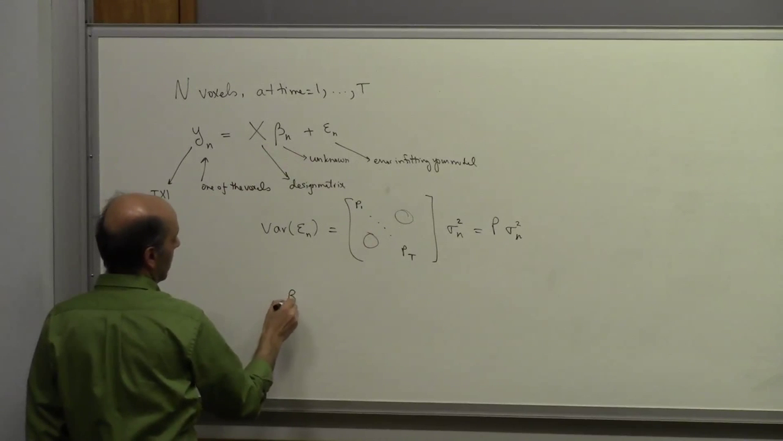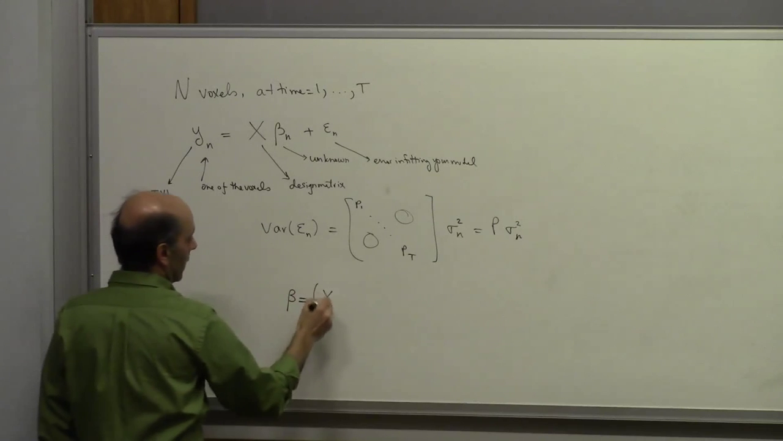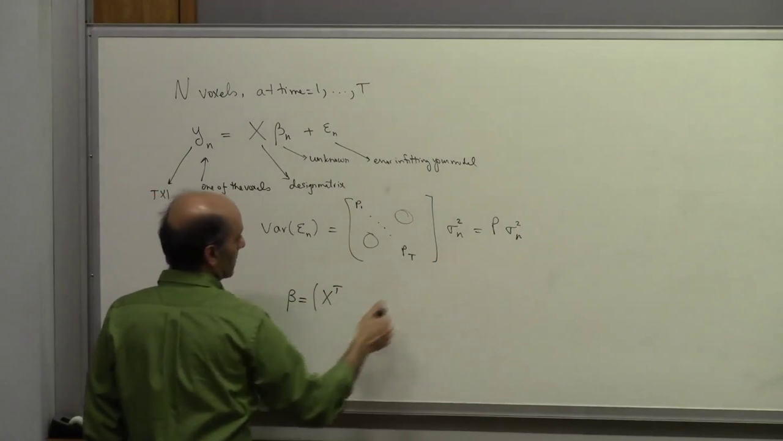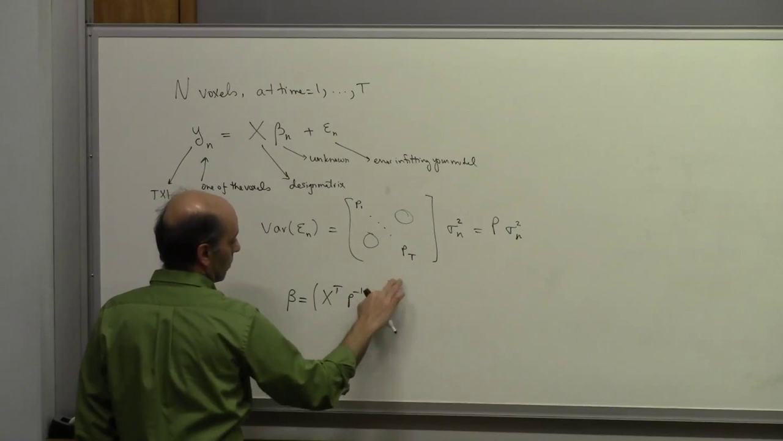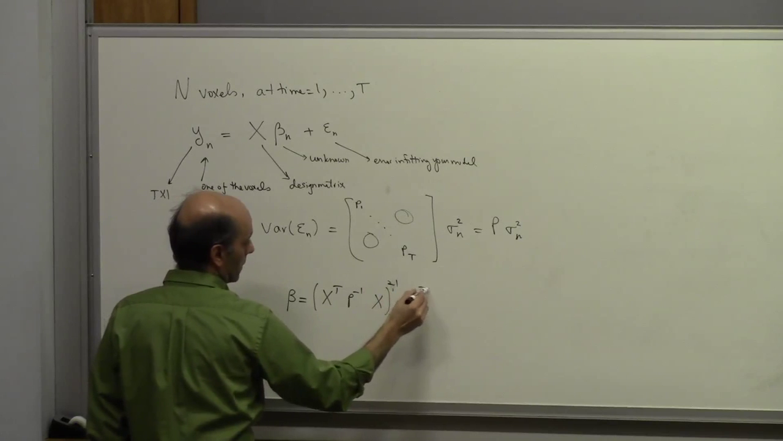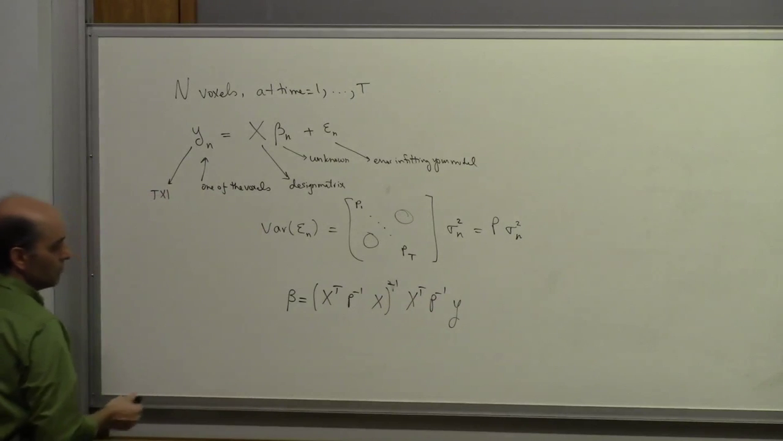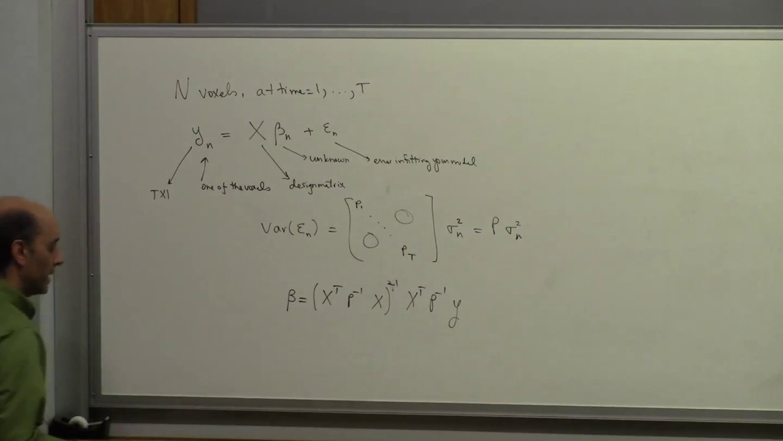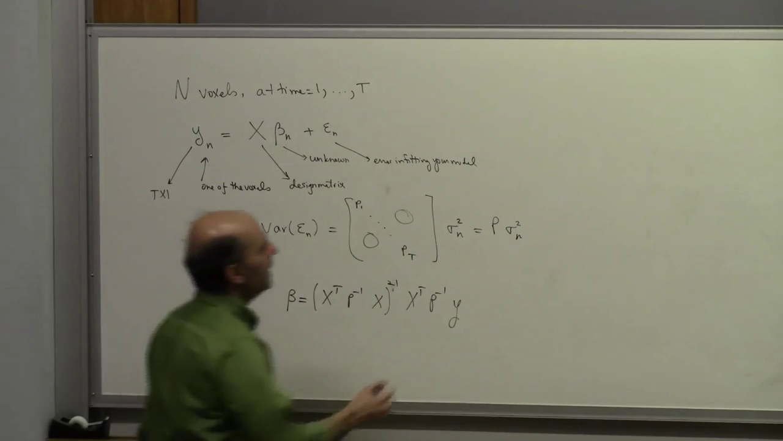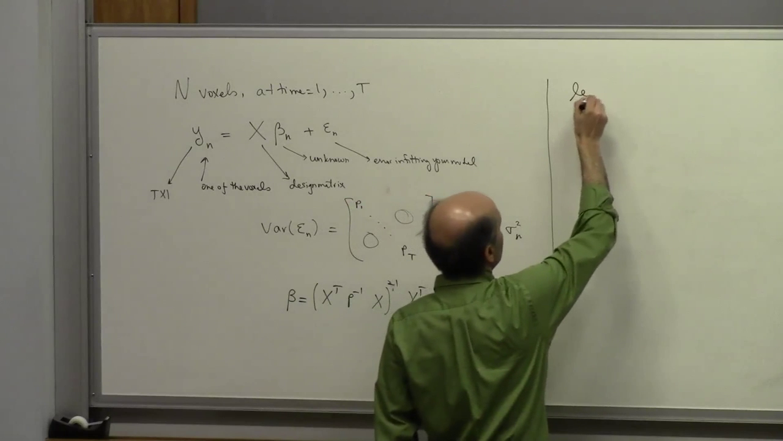So basically, beta here is going to be exactly as before when we found W. In this case, it's going to be X transpose P minus 1 X, all to the minus 1, times X transpose P minus 1 times Y. So it's again just weighted least squares, except that we have some reasonable way to estimate how much we believe each data point. And a related topic to this is learning with basis functions.